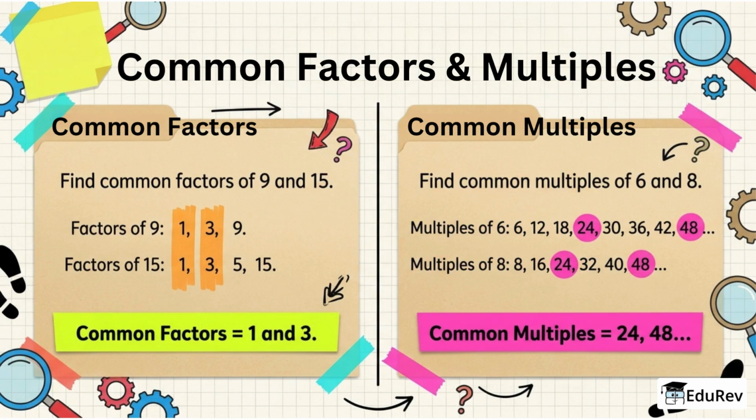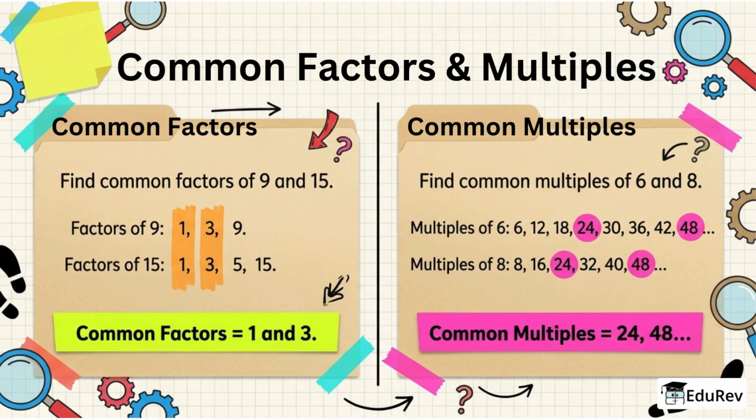What happens when numbers share things? Let's find the common factors of 9 and 15. The factors of 9 are 1, 3, and 9. The factors of 15 are 1, 3, 5, and 15. So, their common factors are 1 and 3.